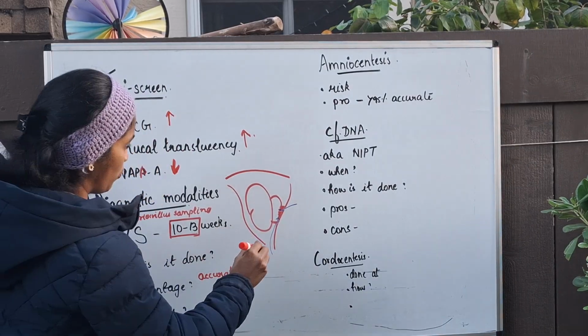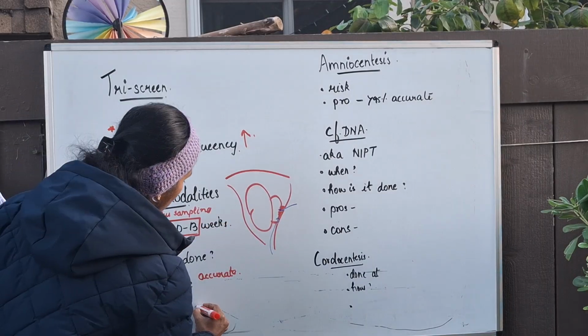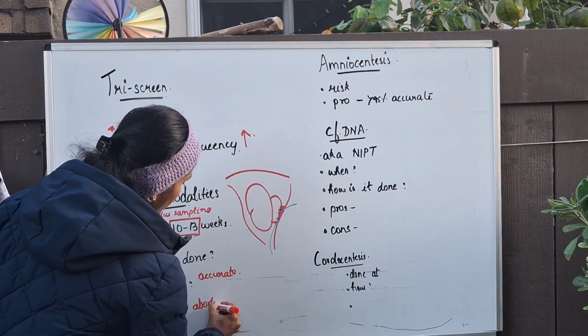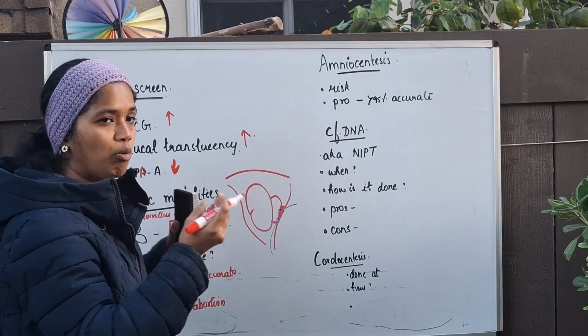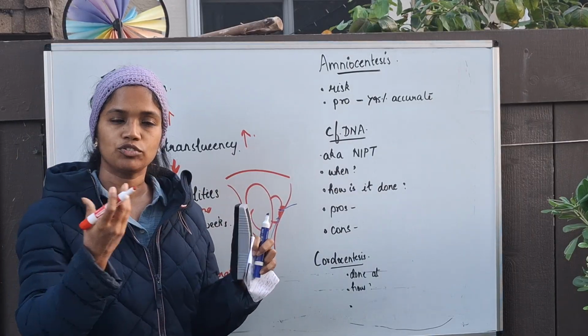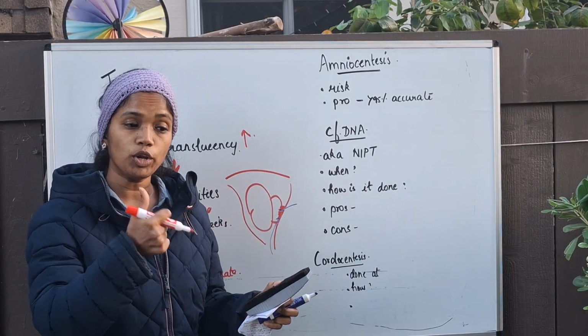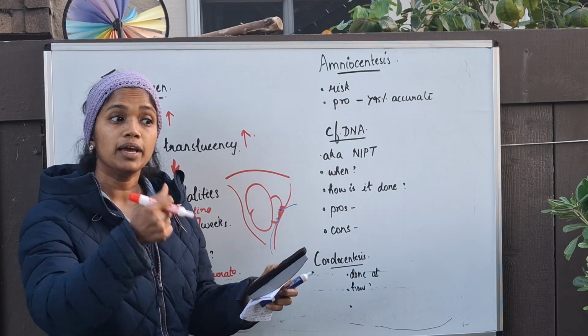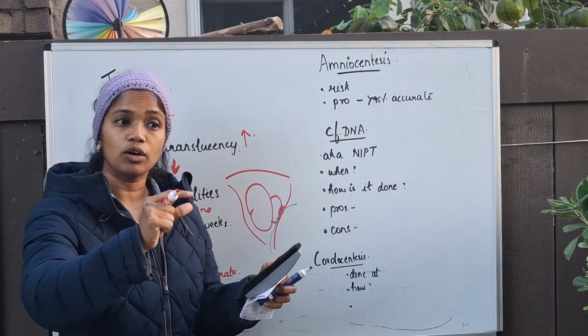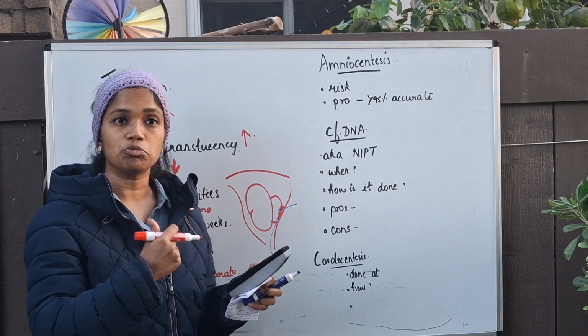What is the problem over here? The problem is that it can result in abortion, because a sample of the most important structure has been removed, right? So therefore it can result in abortion. But why do we remove a sample of the chorionic villi? It is because it has the same fetal chromosomal makeup, so therefore it is much more accurate.